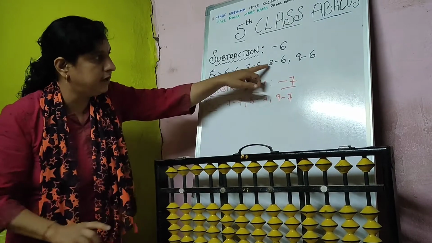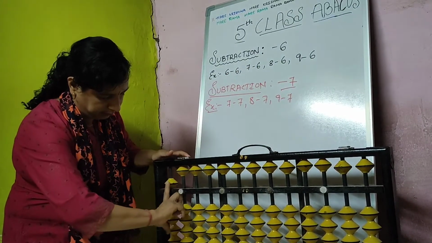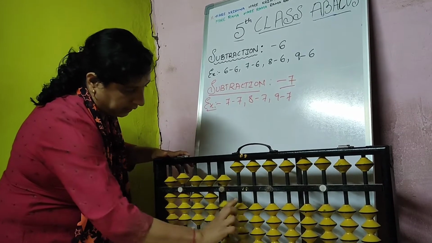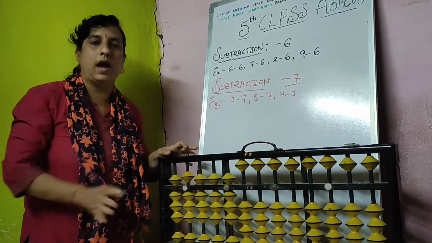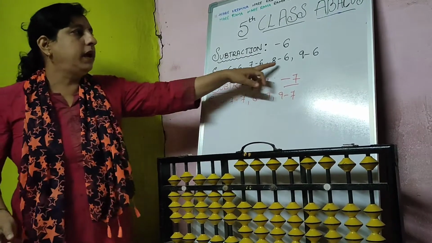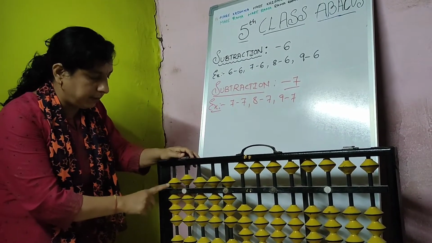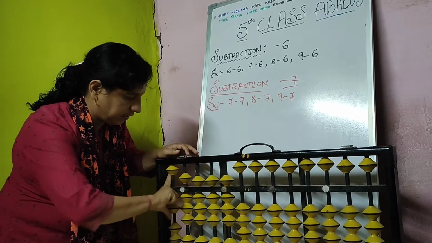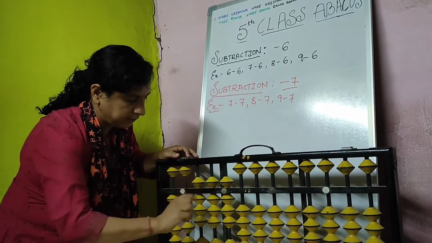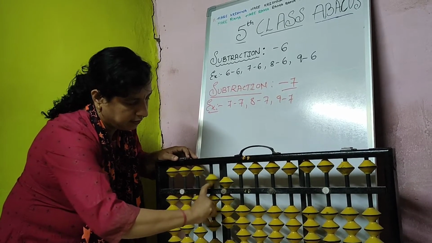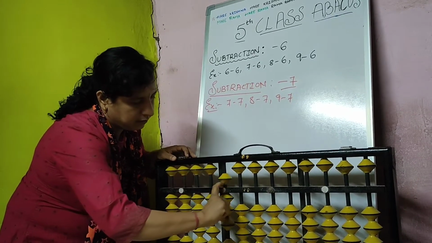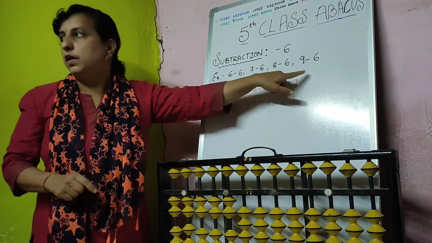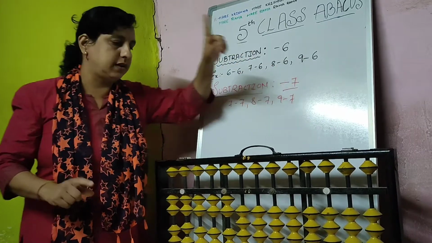Okay. First number is plus 8. So 8: 1 upper bead, 3 lower beads. Say 8. Full abacus completely you have to do. I am doing only this much here. So minus 6. How to do minus 6? 1 upper bead, 1 lower bead. You have to separate from this divider. Like this. Minus 6. So my answer is 2. I told you, my answer is 2. Then 9 minus 6, the last example.